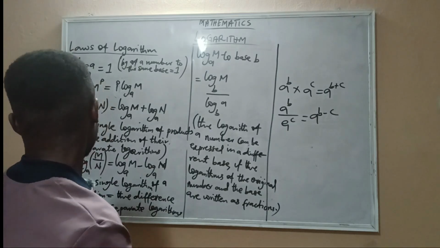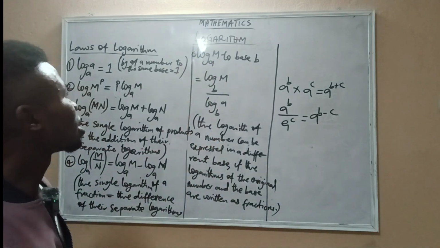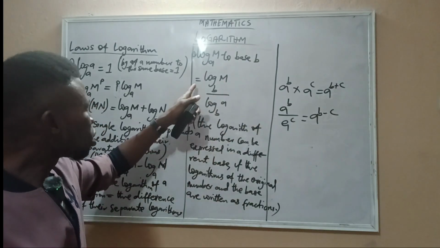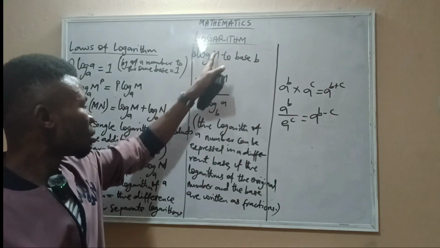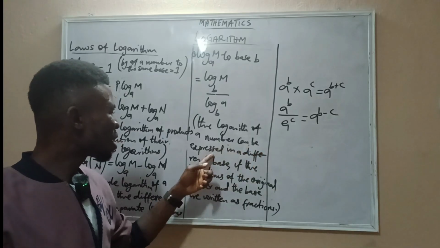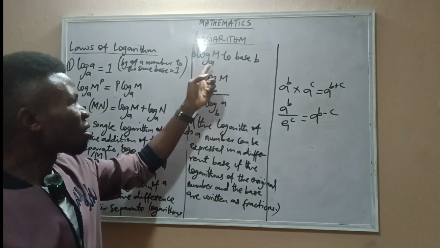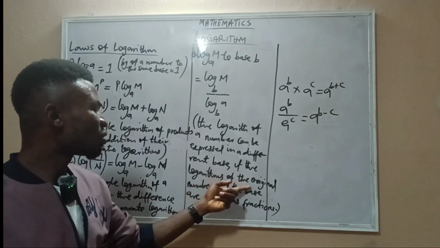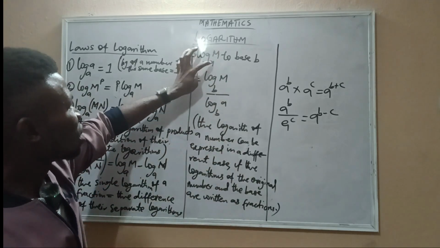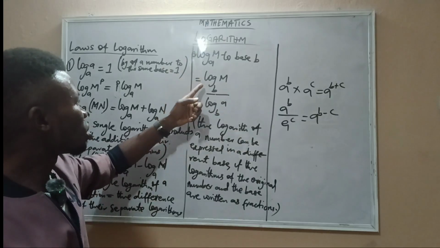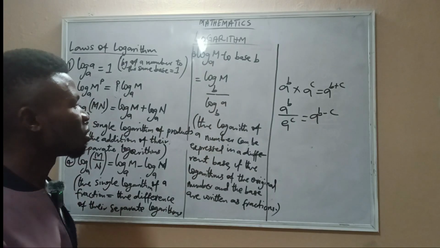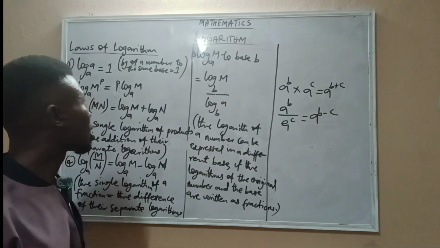And then the last one, which is number 5, says log to the base a of m to another base b is equal to log to that new base of m over log to that new base of a. And it says the logarithm of a number can be expressed in a different base if the logarithms of the original number and the base are written as a fraction. This is exactly what we did here: log to the base b of m, the first number, over log to the base b of a, the base of the original number. So let's look at a few examples.